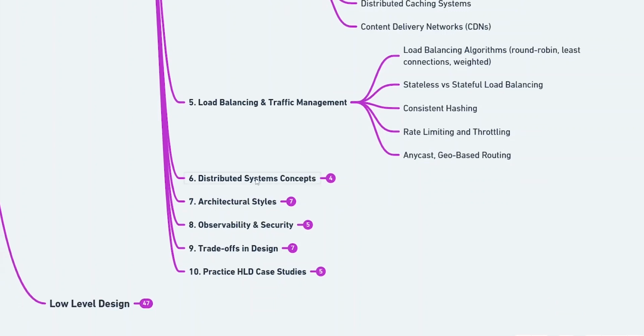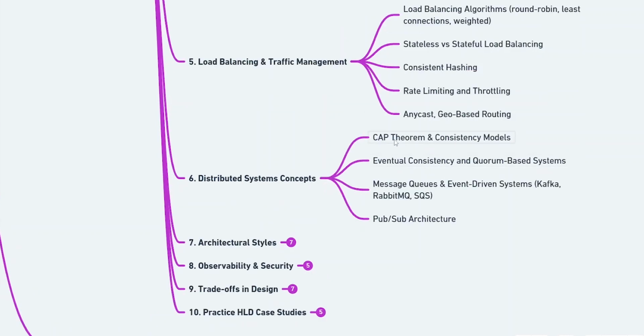routing. Next, we have some of the distributed systems concepts. This is where things get fun. Here we have CAP theorem and consistency models. They tell us we can't have everything at the same time, like consistency, availability, and partition tolerance. Here we have some of the concepts like eventual consistency, quorum-based systems, message queues, and event-driven systems like Kafka, RabbitMQ, and SQS. They help to handle millions of events reliably. And we have pub-sub models, they power real-time notifications.